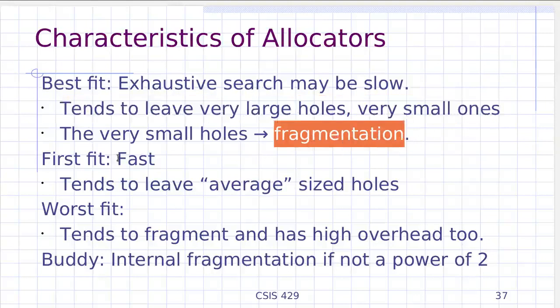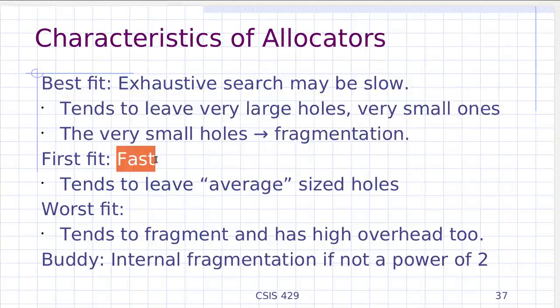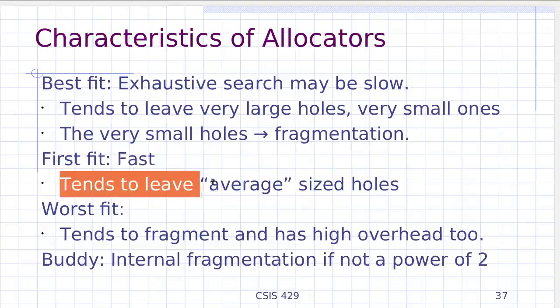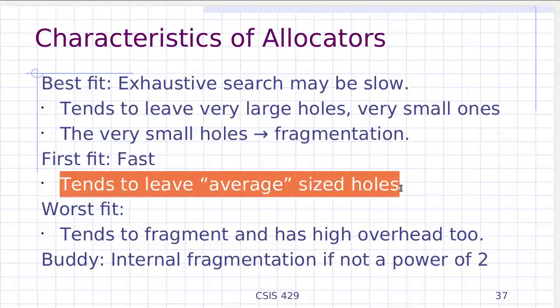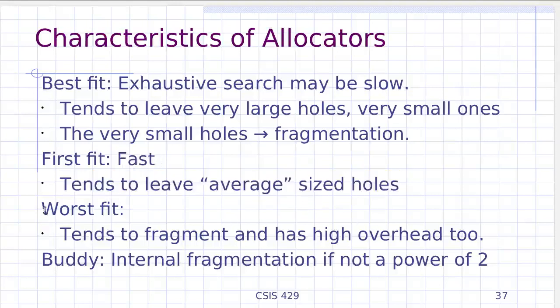First fit, on the other hand, we saw that it's going to be fast because you just take the first node, and so you'll end up with nodes in the front of the list that are maybe small. In actual practice, it tends to leave average size holes, so it's not so bad. Worst fit, we thought maybe it's not such a bad thing compared to best fit, but it also tends to fragment just like best fit, and it has the same overhead as best fit because you have to scan the entire list. So if there's a million nodes in your free list, best fit is slow, and worst fit will also be slow because of that high overhead.